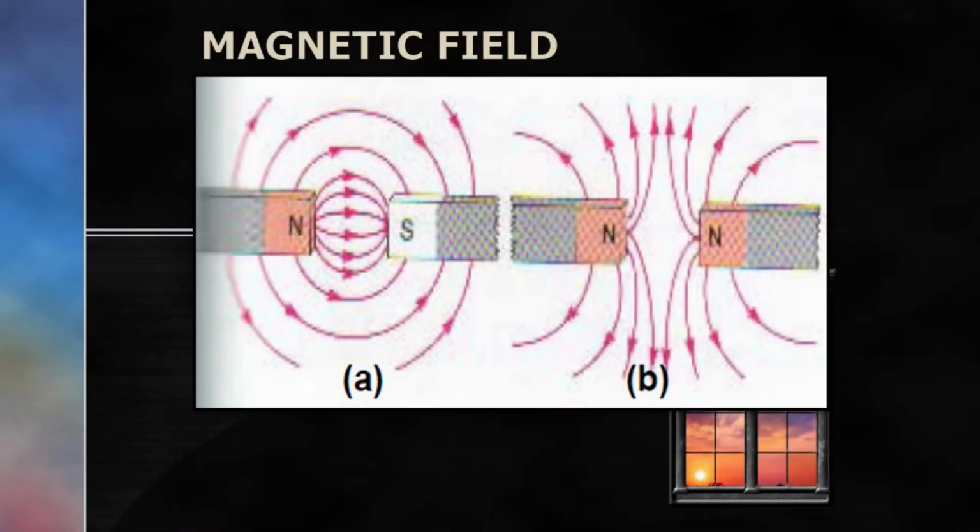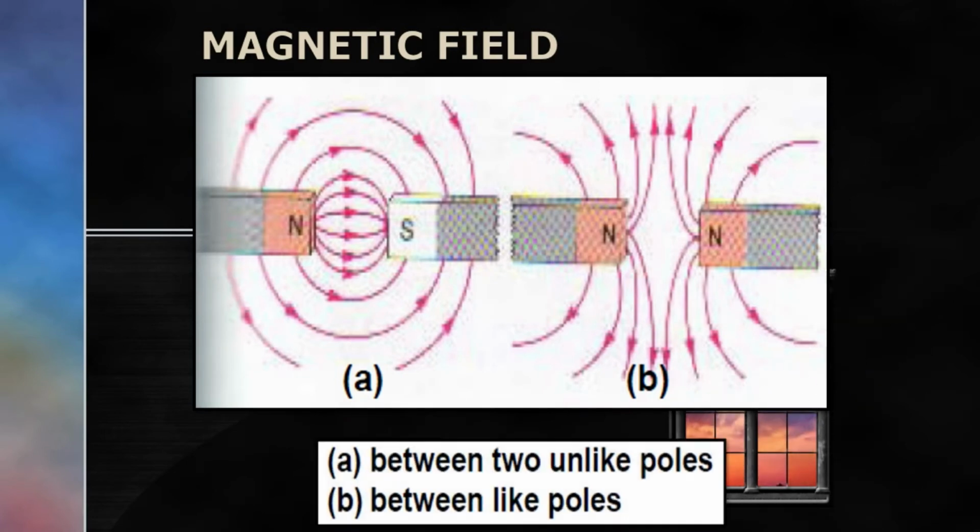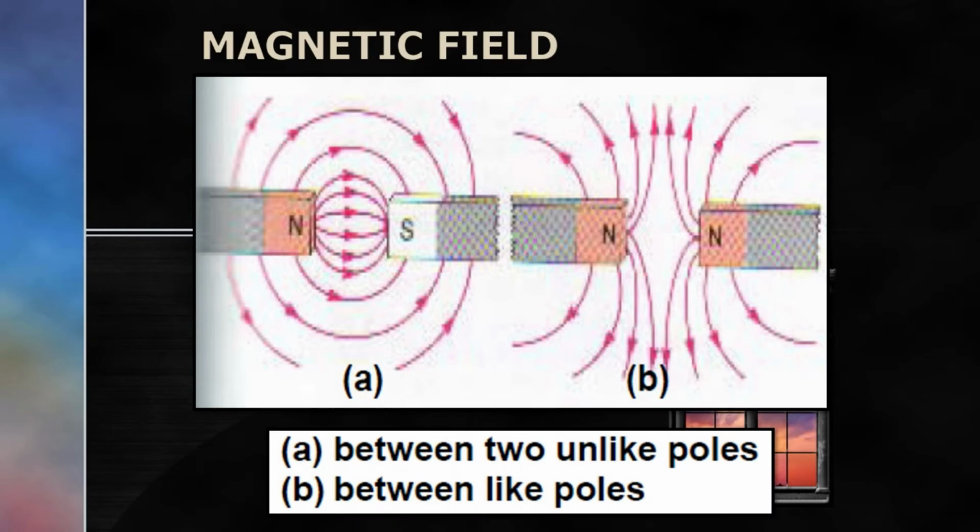Our magnetic field strength depends on what we call the north and the south poles of the magnet. So we have here two scenarios. Scenario A, wherein you can see between the two unlike poles, what happened to the magnetic field? They are attracted to one another. While when they are two like poles, like north to north or south to south, you will see that there is a great repulsion happening on these magnetic fields.